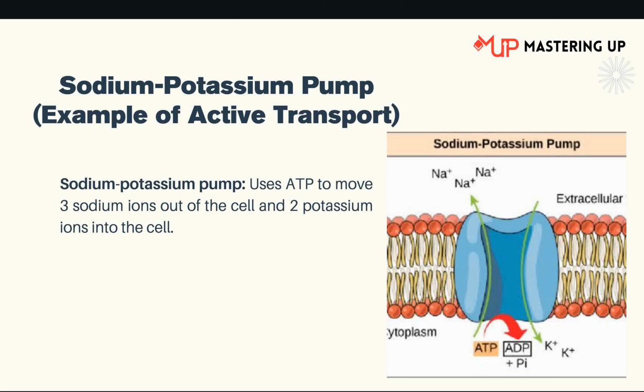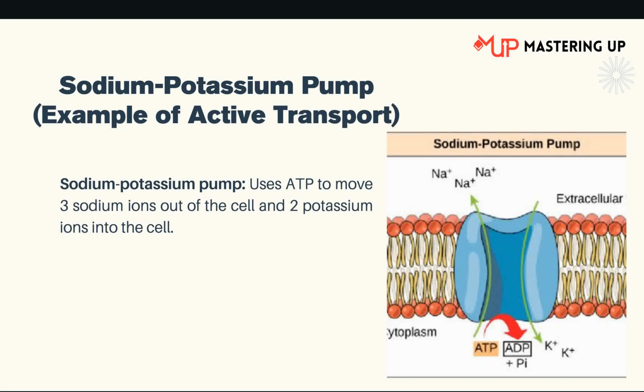One of the most famous examples of active transport is the sodium potassium pump. It actively moves sodium ions out of the cell and potassium ions into the cell, maintaining an electrochemical gradient, which is crucial for nerve cell function.